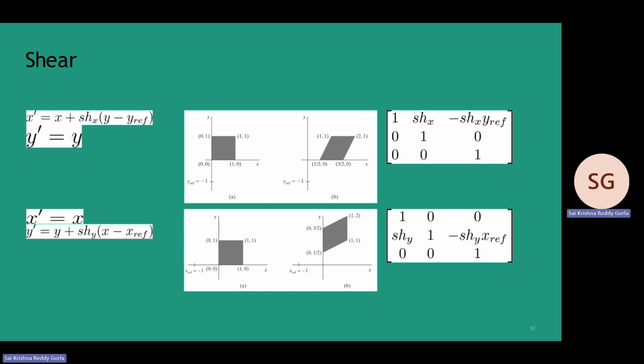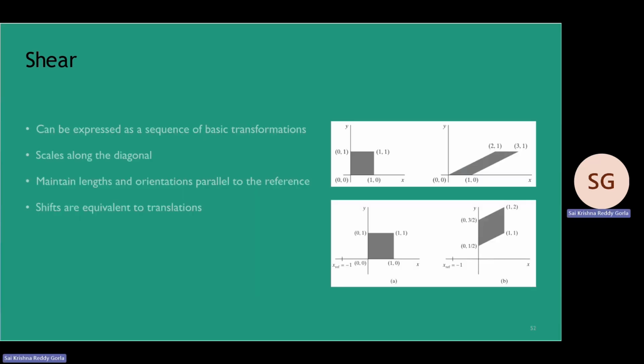So how the shear is going to be performed here. You can see the matrix of the y axis coordinates, which can be expressed as a sequence of basic transformations: scales along the diagonal with the shear maintain the length and orientation parallel to the reference, as in the image. Shifts are equivalent to translations.